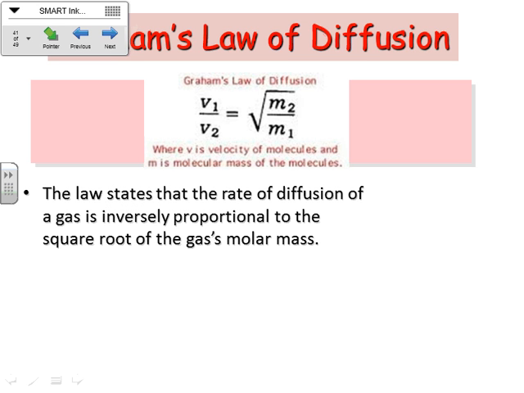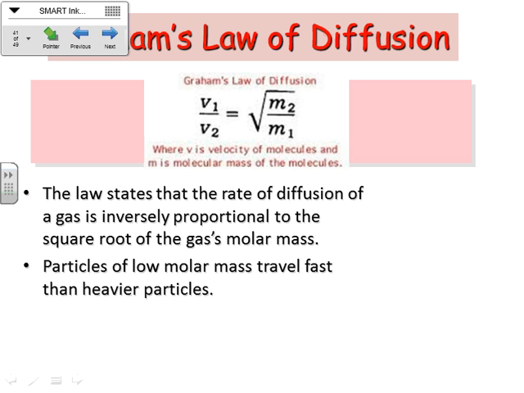Again, this part you don't necessarily have to worry about, okay? The rate of diffusion is inversely proportional to the square root of the gas's molar mass, okay? But what I do want you to know is the bigger the molecule, the more massive the molecule, the slower it's going to move, okay? And the smaller it is, the faster it's going to move, all right? So that's this part right here. Particles of low molar mass travel faster than heavier particles, okay? And then the opposite would obviously be true, right? Particles of high molar mass travel slower, okay?